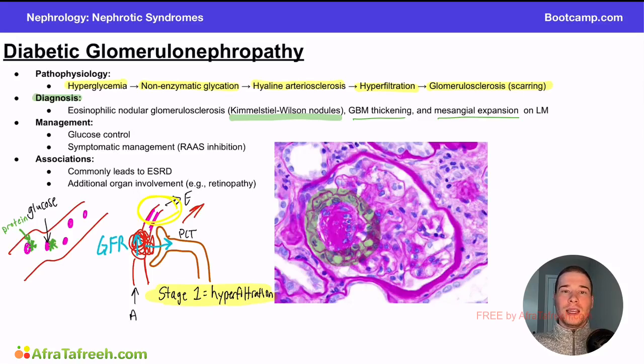So the GBM thickening, counterintuitively, can actually allow more substances to get through that would otherwise not be allowed through in a normal, healthy glomerulus. Next, let's take a look at some of our management options.